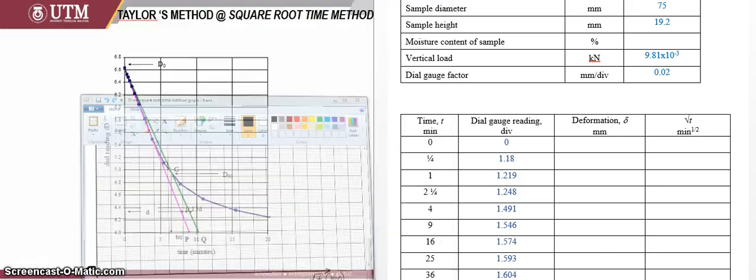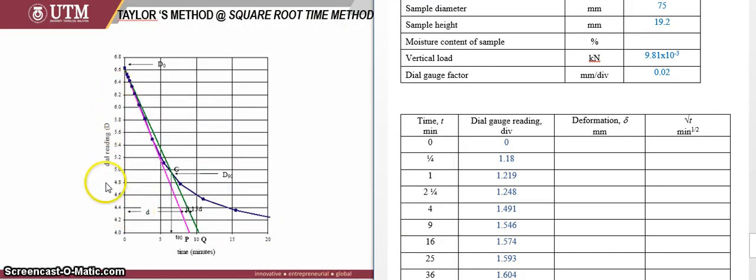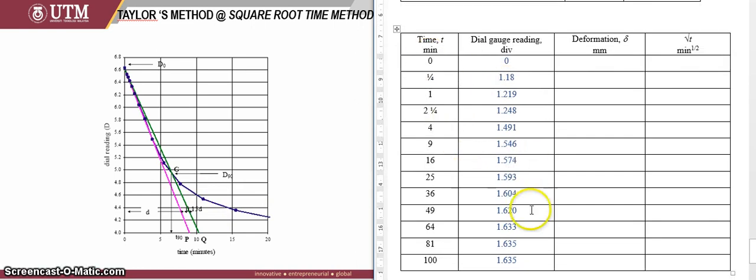Alternatively, you also can plot directly the dial gauge reading, but I suppose that plotting the H minus deformation is much easier for you to plot, as you have the square root time also. So when you have your data here, you plot about 13 points, because you have 13 data here. So what you do is you continue the curve.